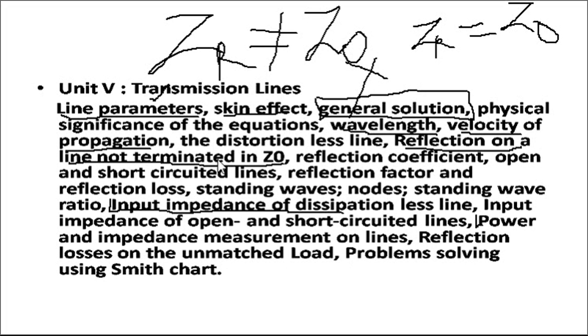Now see, you can do line parameters, skin effect, physical significance. You can skip that general solution. Physical significance of the equation, expression for wavelength lambda equal to 2 pi by beta, expression for velocity omega upon beta is equal to V, distortionless line. What is a distortionless line? Reflection of line not terminated in Z0. If it is not terminated in Z0, what are the effects which can be observed? And reflection coefficient, open and short circuit line.